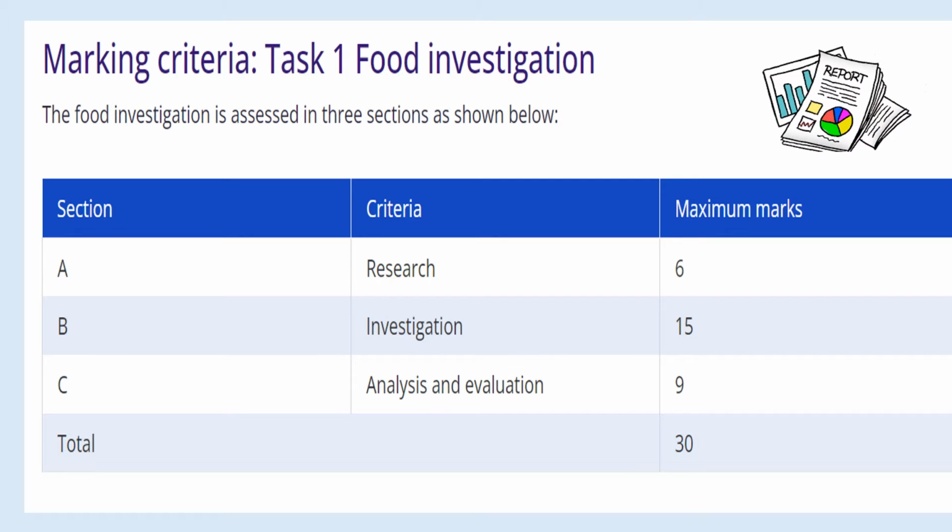This presentation will help you to complete the research section of the NEA 1, the food investigation. Here is a table and it shows you that the research section A is worth a maximum of 6 marks. The investigation, that's section B, is worth 15 marks, and the analysis and evaluation is worth 9 marks, and that's section C. Altogether, that's 30 marks, or 15% of your final GCSE exam.